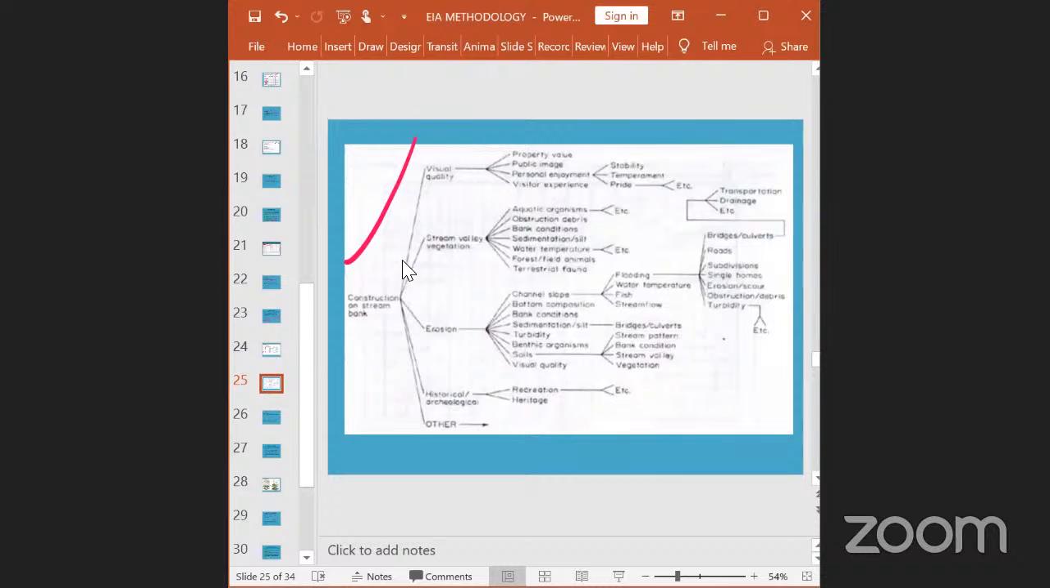You see how it looks like. It is the impact tree. This is called the impact tree. So this impact tree is used to identify cause-effect linkages, and it is a visual description of linkages. The impact tree shown is for visual quality, stream valleys, erosion, historical or archaeological, and also others, right? And how all these effects are interrelated to each other, right?